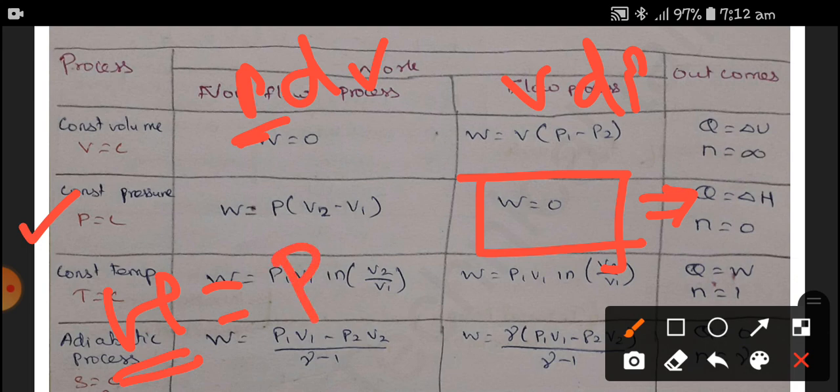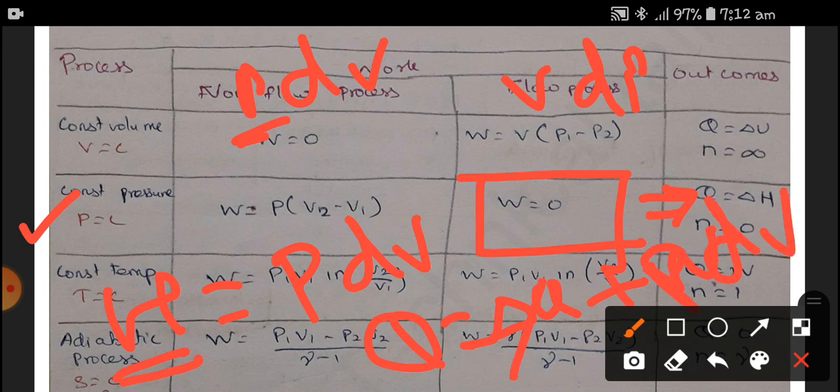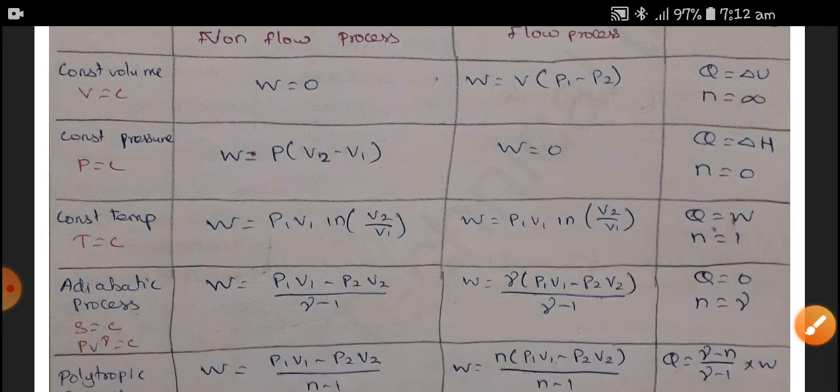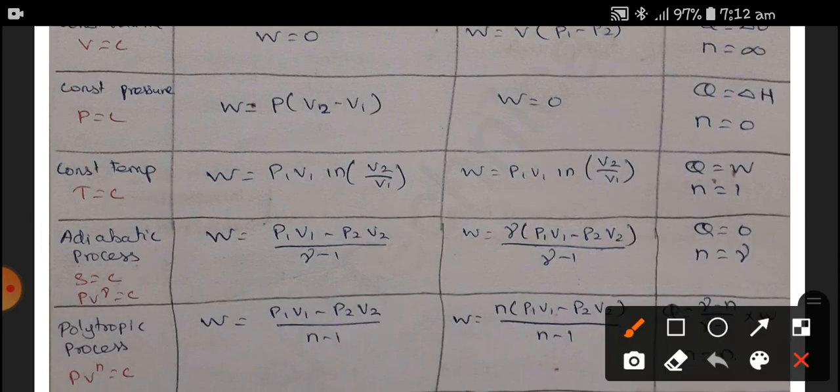Enthalpy is equal to P into dV. Therefore, Q is equal to del U plus W, that is P into dV. Here del U is equal to 0, where Q is equal to P dV. That is a change in enthalpy. And similarly, for the constant temperature process, for the flow process and non-flow process, both are the same, that is P dV and V dP are both the same.